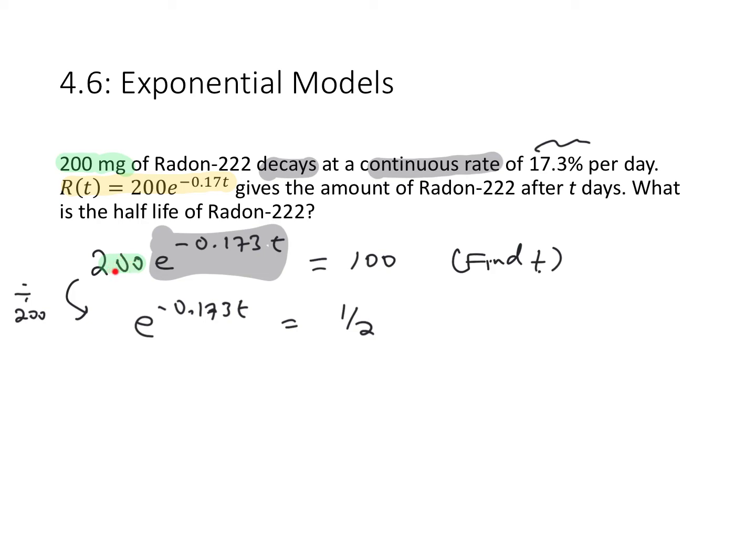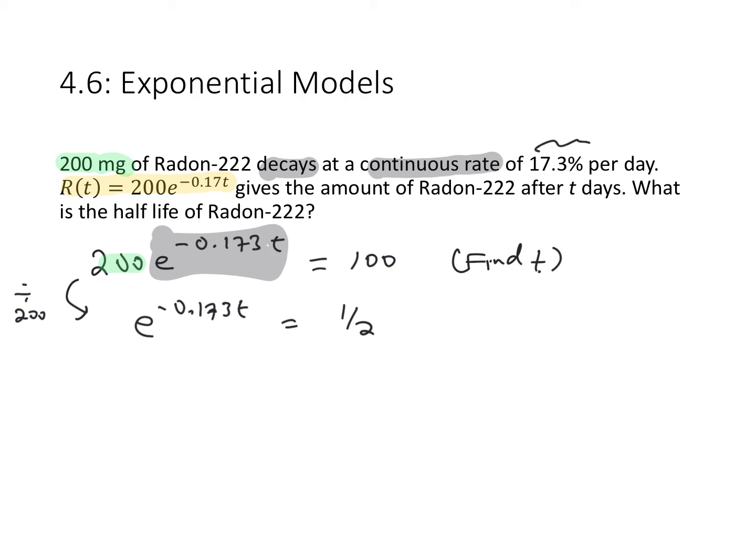Notice that it doesn't really matter how much material we're starting with. If the amount of material I start with is here and half of that amount is here, then when I do this first step, I'm always going to have this equation. I'll have the exponential part equal to 1/2. So half-life is the same regardless of how much material you start with.